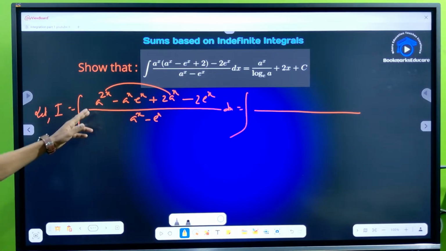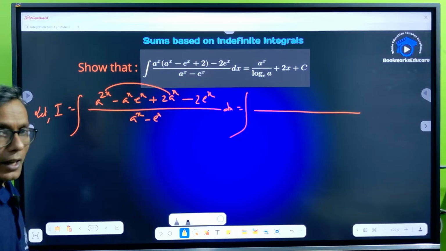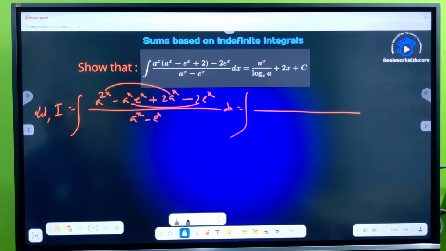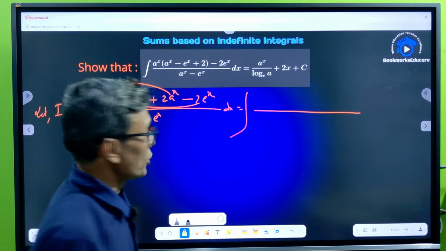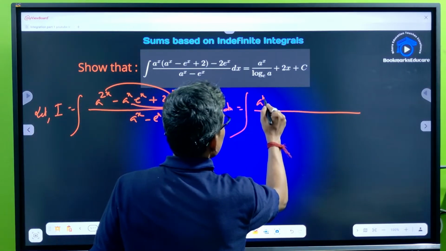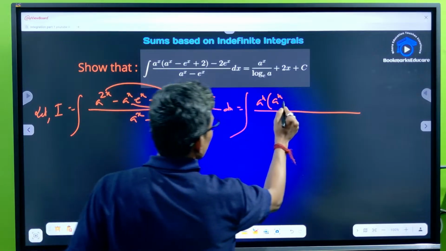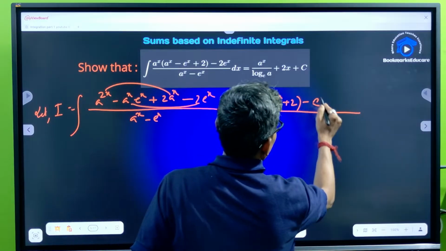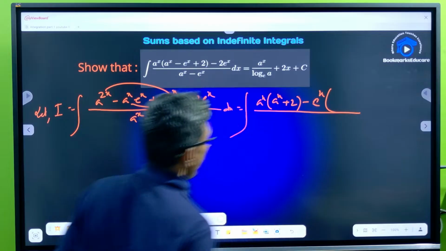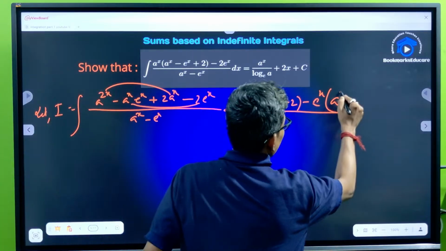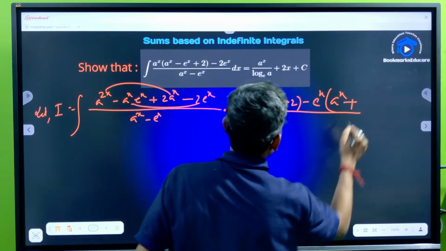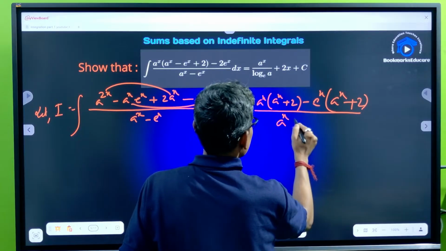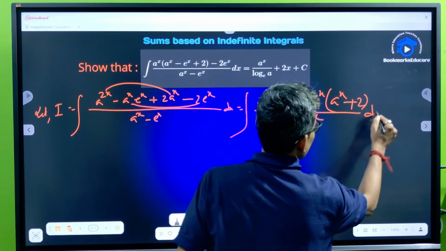I can take a to the power x as a common factor from these two, and from these two e to the power x can be taken as a common factor. So a to the power x plus 2 minus e to the power x, a to the power x plus 2 by a to the power x minus e to the power x dx.